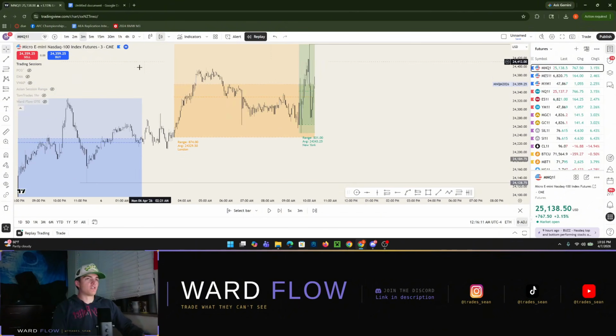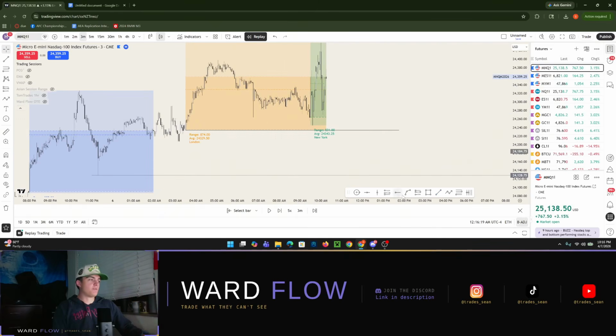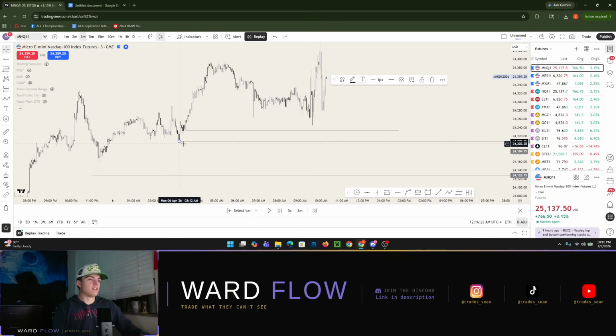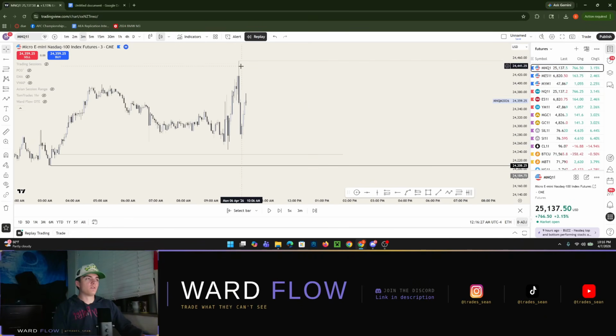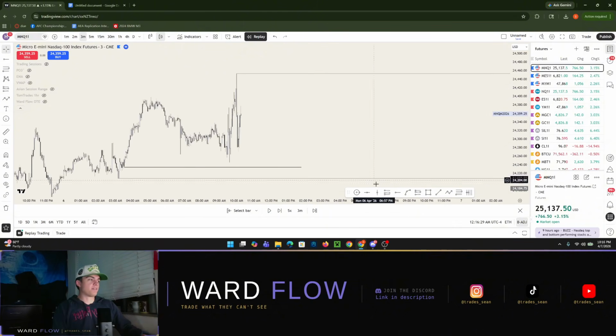We see draws on liquidity, that being London low. So this is session liquidity, perfect right here. And then we also see this no-candle wick right here, also a good draw on liquidity, right? What do we see? We see price come up and have a sweep, liquidity sweeps. So we could be looking for reversals here.